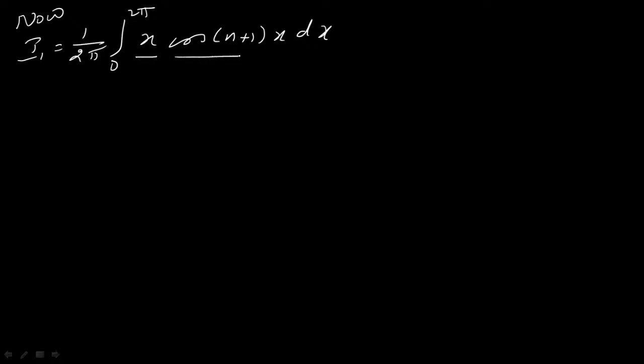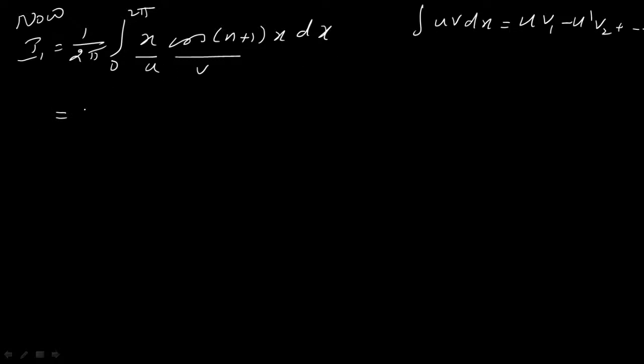Now your I1 is equal to 1 by 2 pi integral 0 to 2 pi x cos (n+1)x dx. Now this is of the form uv, right? You know the formula for integral uv dx, isn't it? That is uv1 minus u dash v2 plus etc.